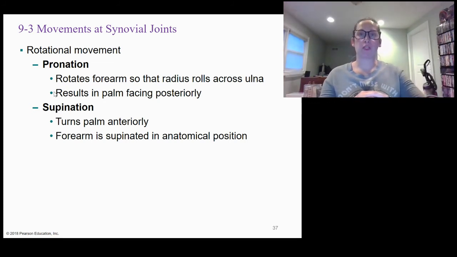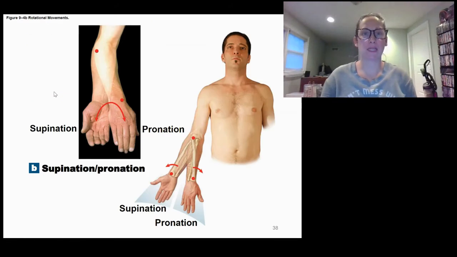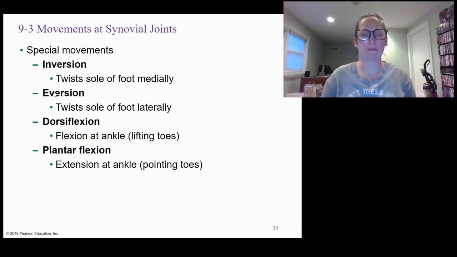And then we have supination, and that is where we are in anatomical position and our palms are facing anteriorly. So they are supinated there. All right, so you've got soup. Holding that soup in your hands is what you would be doing if you were performing that supination. Pronation, I would be turning my palms downward. Again, you can see some images of that.